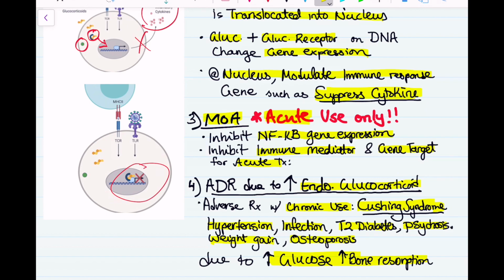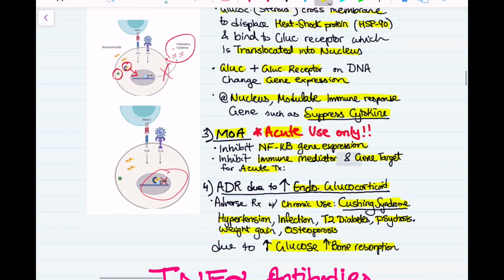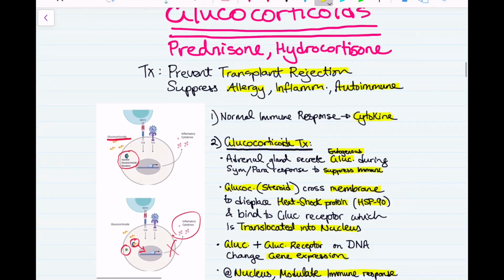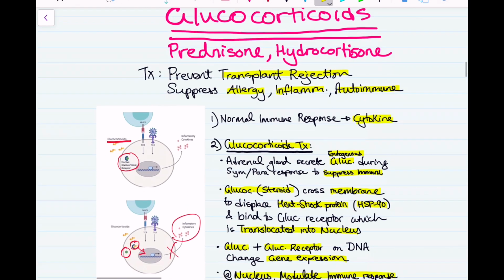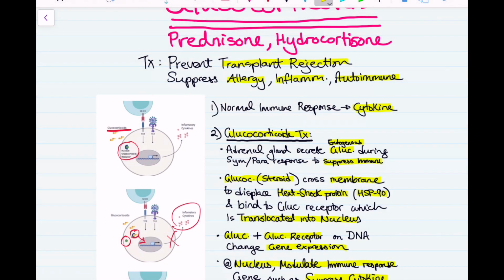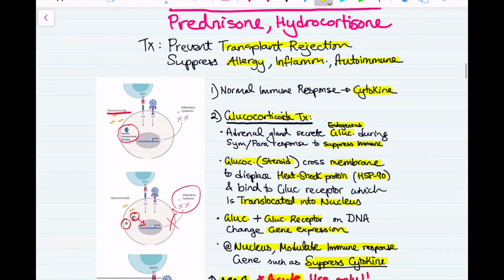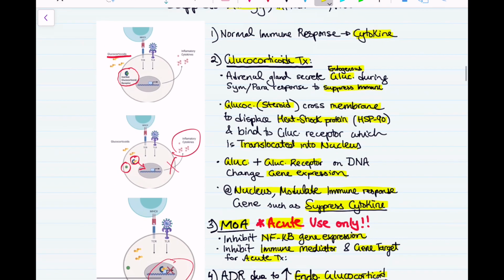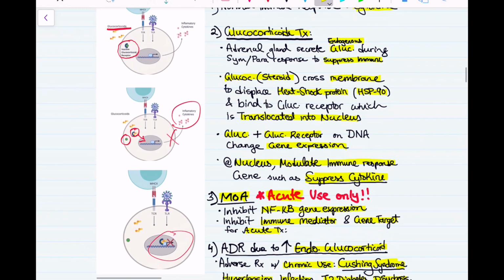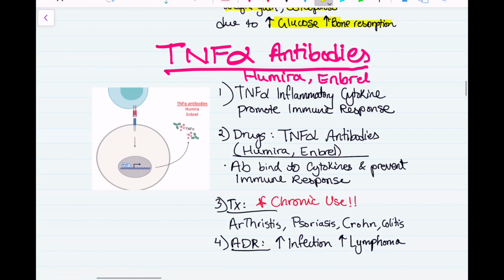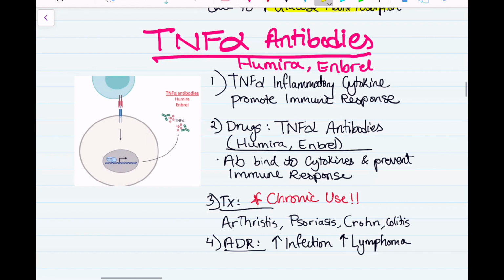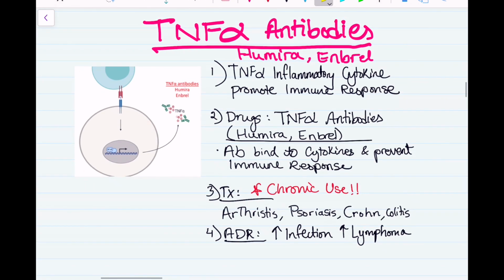So that was the first one, glucocorticoids, such as prednisone and hydrocortisone. Like we said, their function is to basically inhibit all cytokine production by going into the nucleus and changing the gene expression. And it's important to understand that you should know these mechanisms of action more than memorizing drug names.